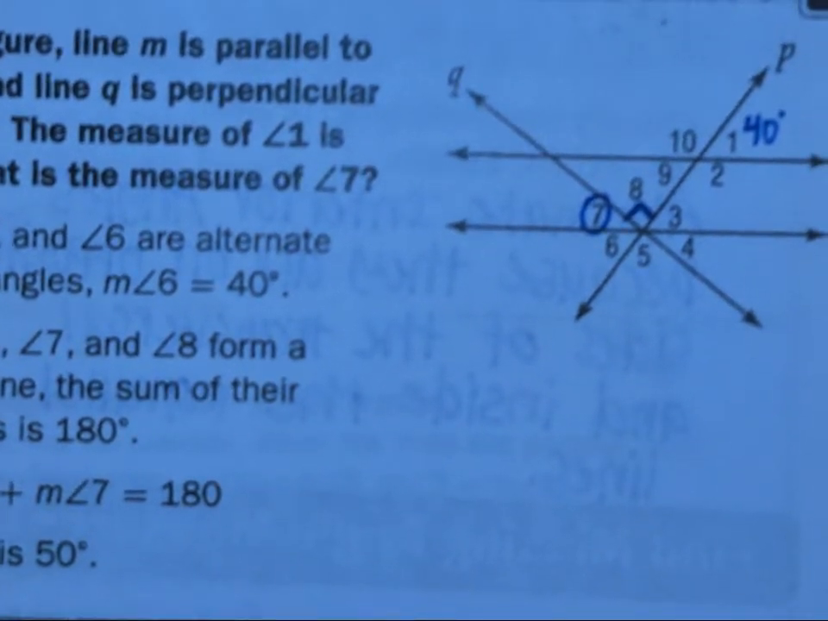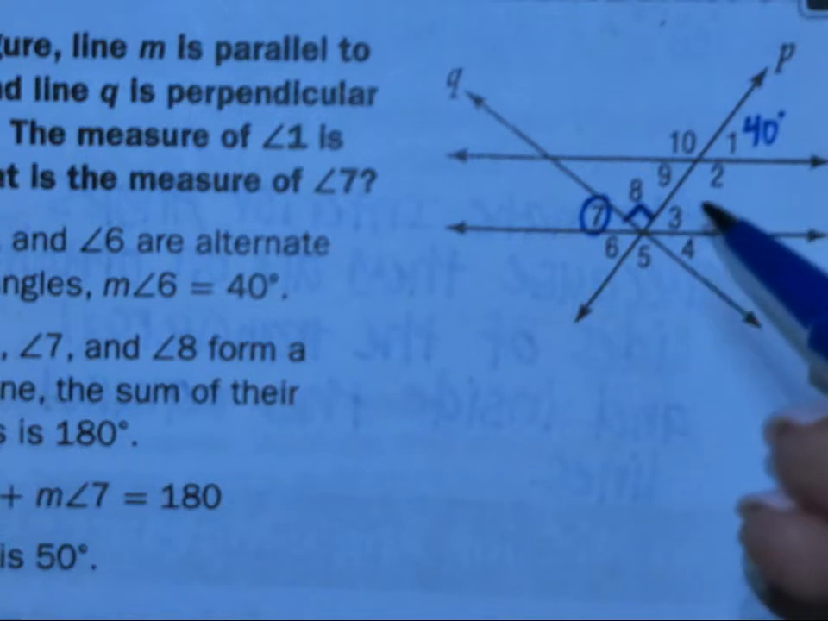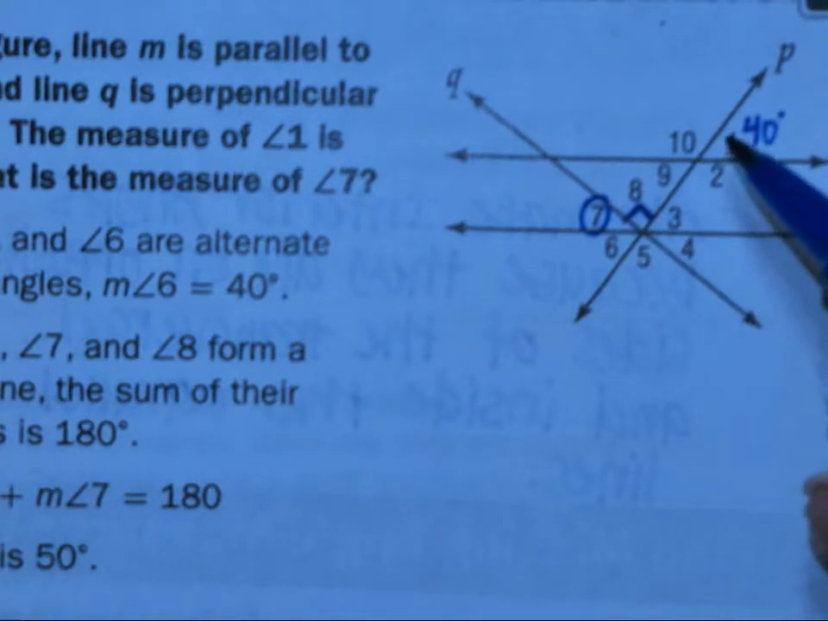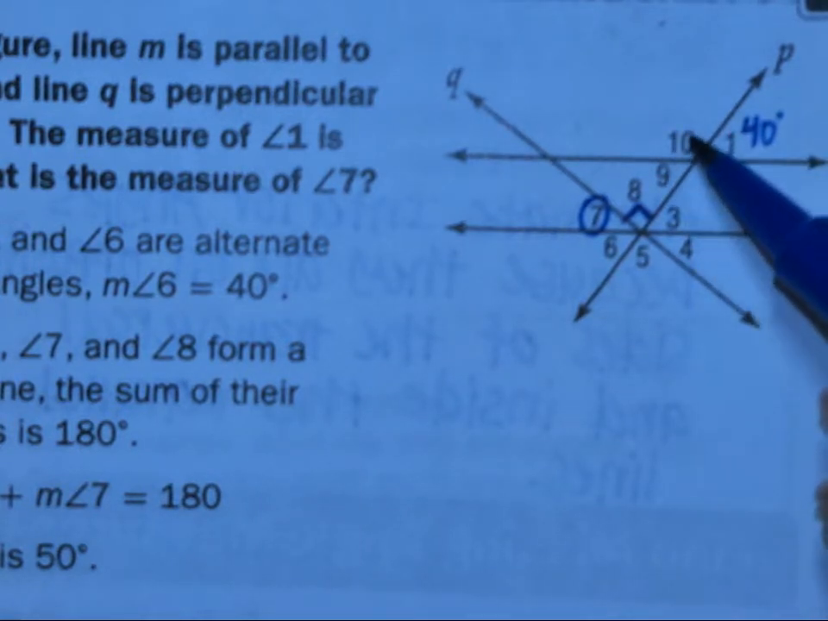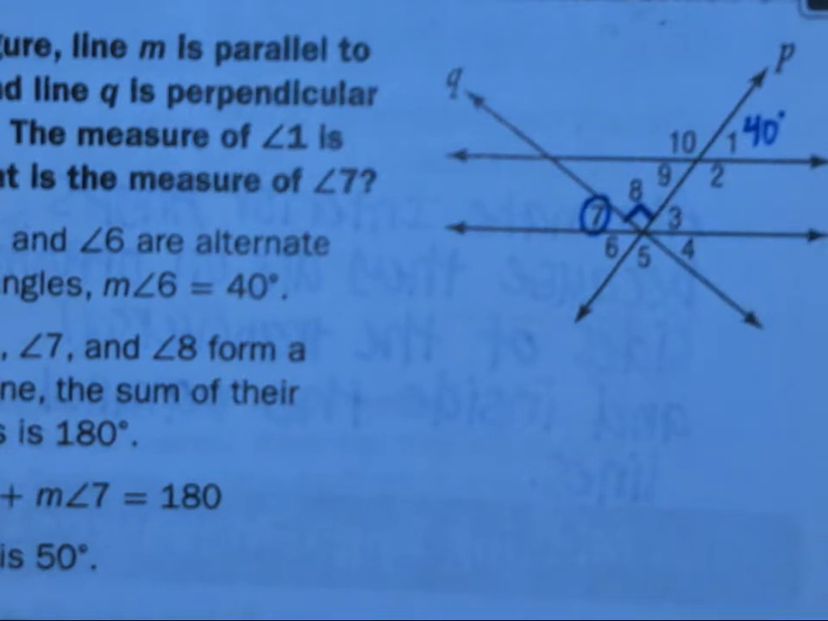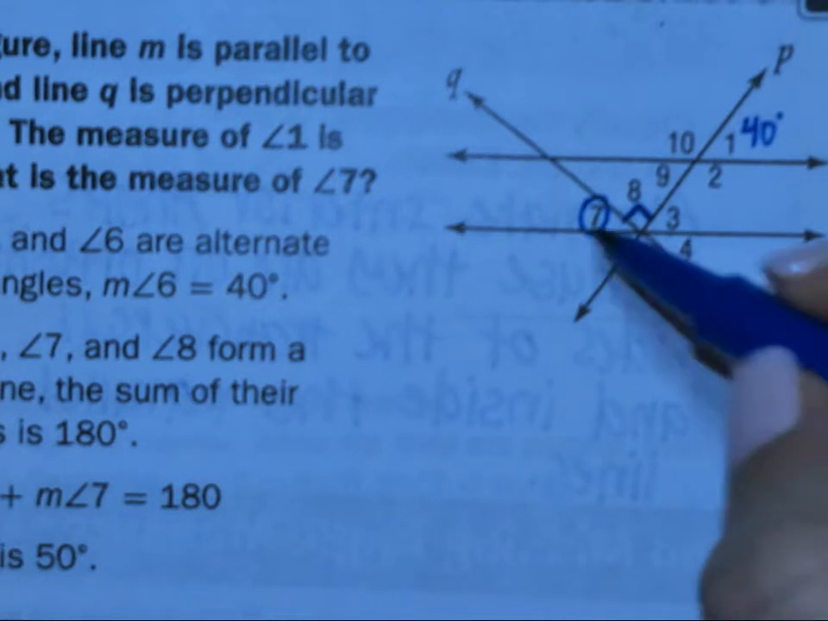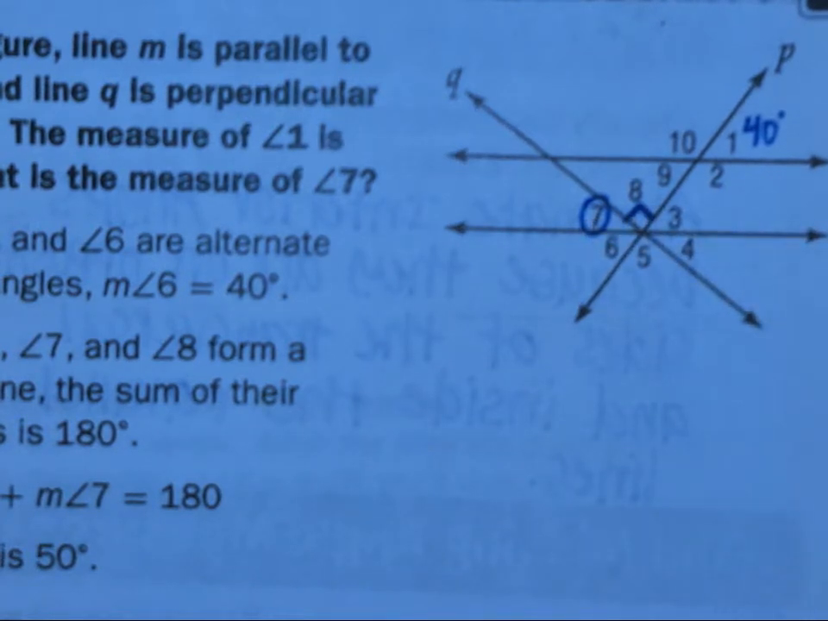What do you think I can do? How can I find that? Lauren. You could try to find the measure of 9 and 10 together. The measure of what? 9 and 10. I'm looking at something good. Nick. Try to find 4. Angle 4? Okay, why do you think I want to find angle 4? Okay, so if I found 4, then I would have the answer to 7. But how can I find measure of angle 4?